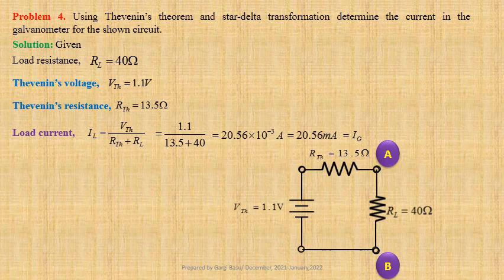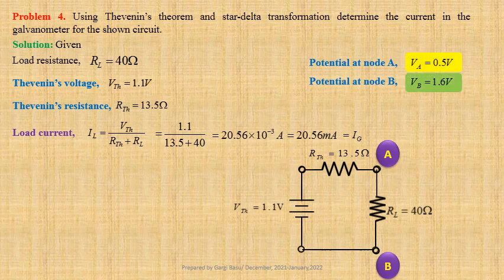We have obtained potential at node A, VA equals 0.5 volt and potential at node B, VB equals 1.6 volt. Here VB is greater than VA, therefore load current flows from node B to node A.